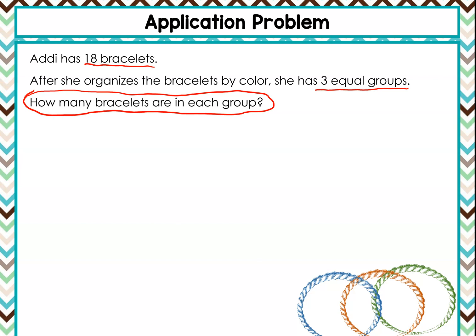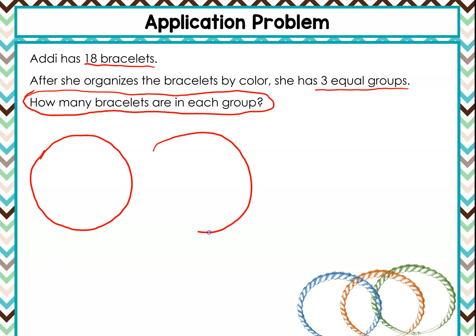So we're going to go ahead and draw this out. We're going to do our fair share method, just like we did yesterday. I'm going to draw 3 groups, or 3 big circles, to represent my groups. And I know that she starts out with 18 bracelets. Each group is going to represent a different color, so I'm going to do B for blue, O for orange, and G for green. If you'd like, you can draw these along with me on some scratch notebook paper. So blue, orange, and green bracelets.